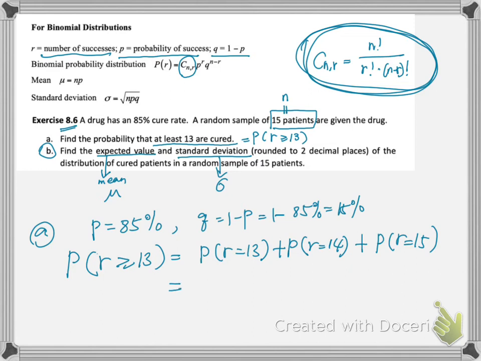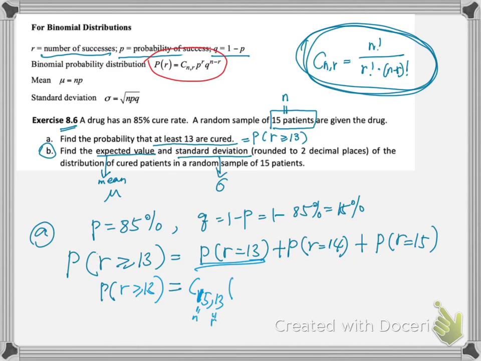And then for each r, you write down the binomial probability formula. For each r, you use this formula for P(r). So I will try to use 3 different colors. First we use blue for r equals 13. So it's C(n, r), where r is 13 and n is 15.